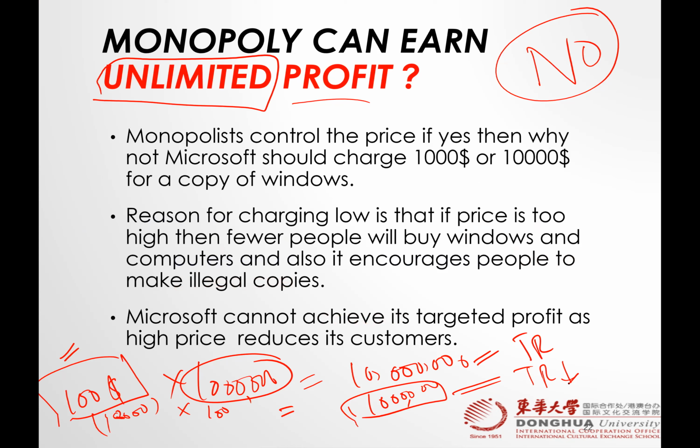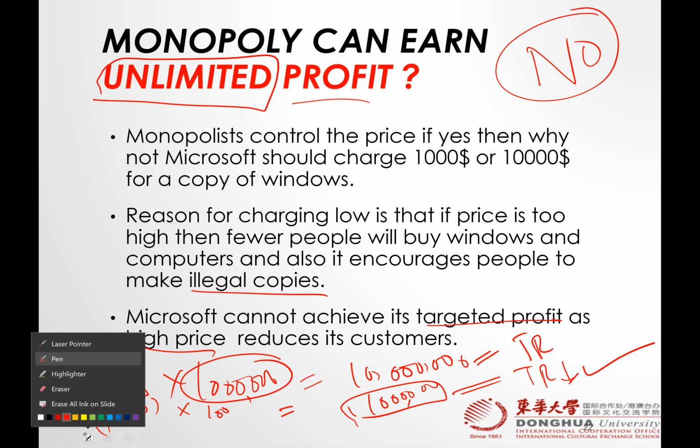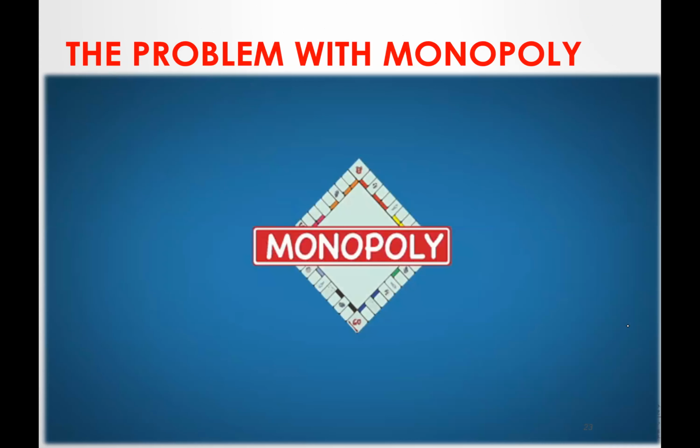So the reason for charging low is that if the price is too high, fewer people will buy Windows and computers, and it also encourages people to make illegal copies. So Microsoft cannot achieve its target profits as a high price reduces its customers. The second scenario here, the B part, right? I have a very nice video to show you which shows the problem with the monopoly. So let's watch that.